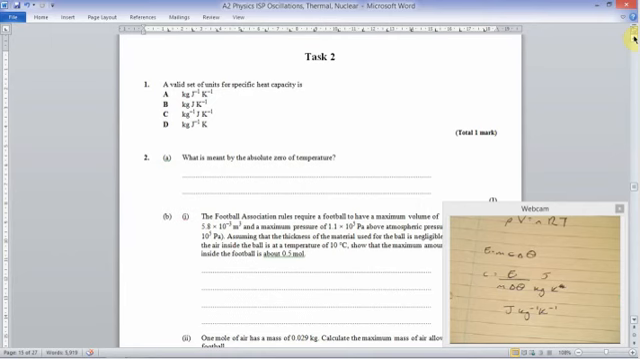There we have C. It's given us joules per kilogram per Kelvin, so it's C. Next, what is meant by the absolute zero of temperature?